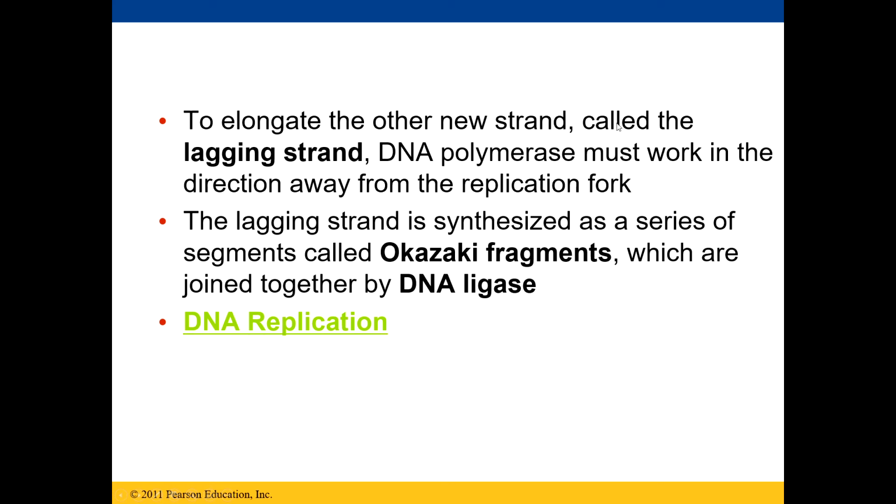And so in this case, we're producing the lagging strand. It gets its name because DNA polymerase must work in the direction away from the replication fork, and this causes it to kind of twist in a unique way and leave some gaps. And so we end up with a series of segments called Okazaki fragments, which are then later joined together by another enzyme known as DNA ligase. So here's a clip that'll kind of put all this together, and then we'll talk about what DNA ligase does as well.